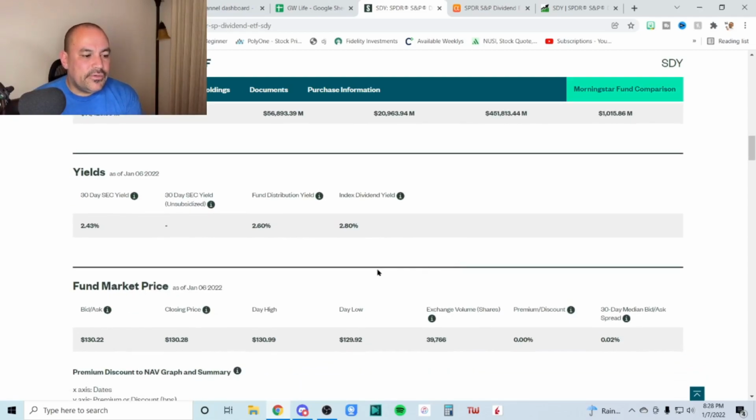So 30-day yield, they've got a distribution yield of about 2.5%. They say 2.8 for the index, and the fund's 2.6. So it might be a little bit of rotation. Also, the expense ratio takes away from the index performance, because the index has no expense fees.